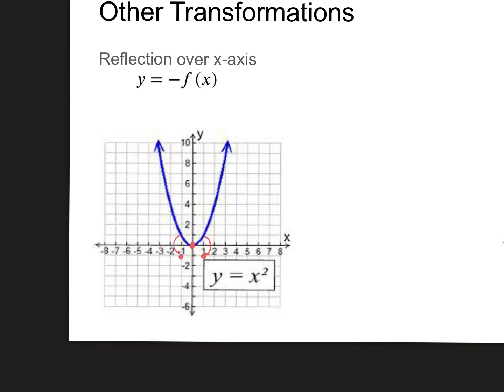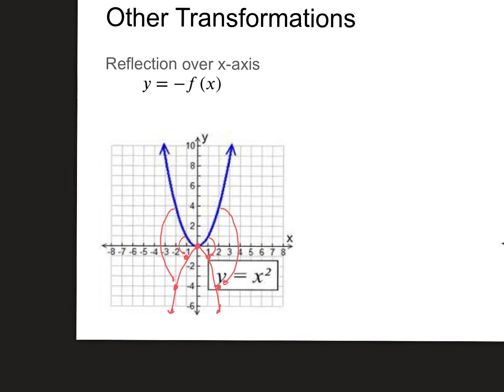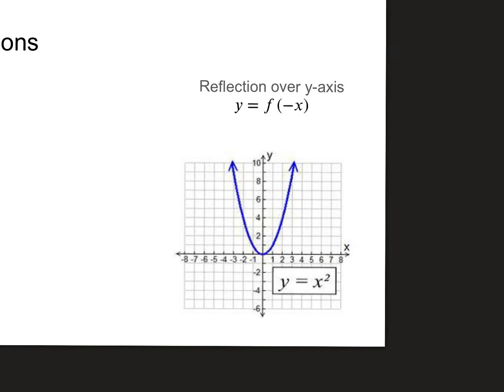Look at this point up here at 2, 4. That would reflect down here and go to 2, negative 4. Same thing here. Right, this point right here would come down to go to negative 2, negative 4. And your quadratic would, of course, open down instead of opening up. So that's really just as simple as multiplying the y values by negative 1, as we've seen before.